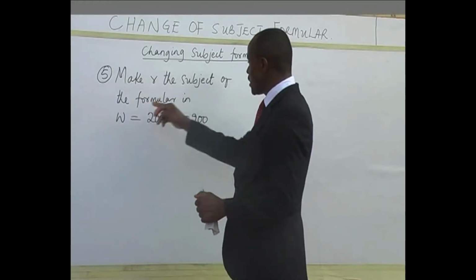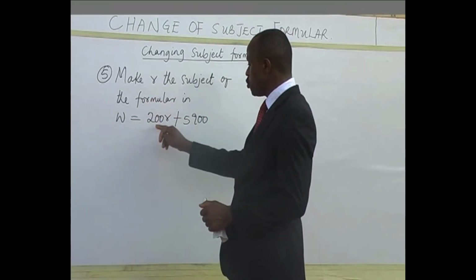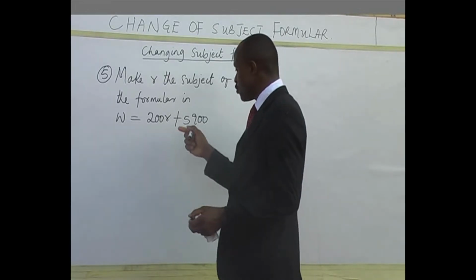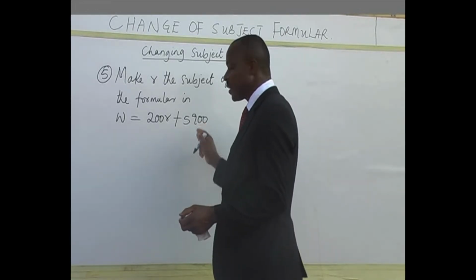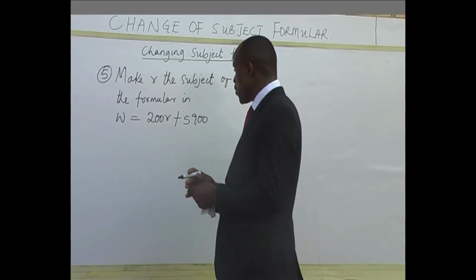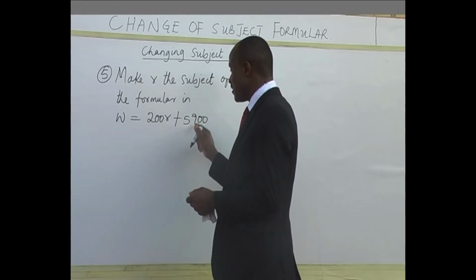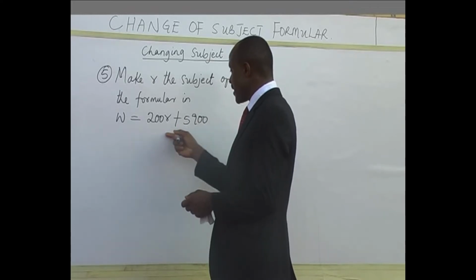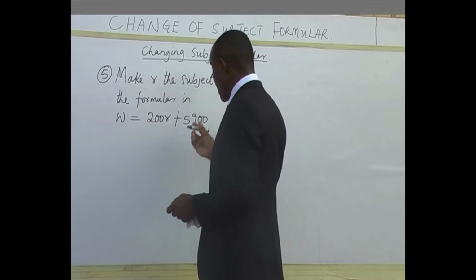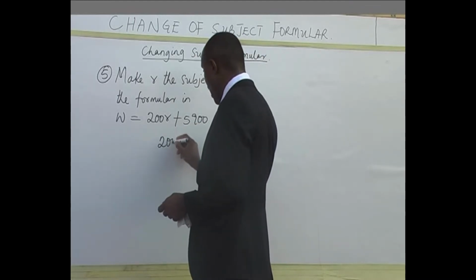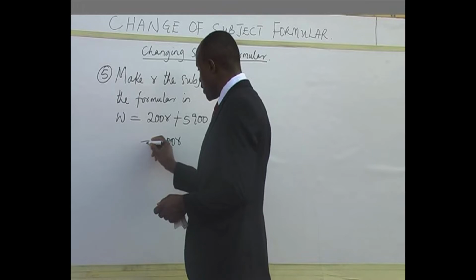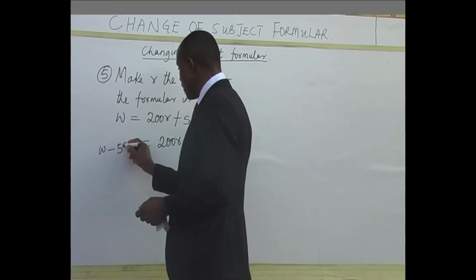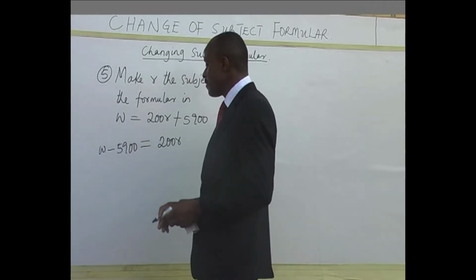Make R the subject of the formula: W is equal to 200R plus 5900. The first thing you do here is to eliminate 5900. And if you want to eliminate 5900, what you do is to subtract 5900 from both sides. If you subtract 5900 from the right hand side of the equation, you eliminate this, and you'll be left with only 200R on the right hand side of the equation, and you have W minus 5900 on the left hand side of the equation.